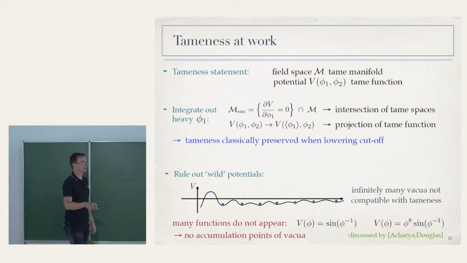So many functions do not appear, in particular the function which I showed you in the very beginning with this highly oscillatory behavior. And this was discussed in the early 2000s. And then these authors actually tried to argue, well, maybe we should count these vacua as being the same vacua, so that you can tunnel between them. No, if tameness is true, this does not exist. This does not happen in the theory of quantum gravity.